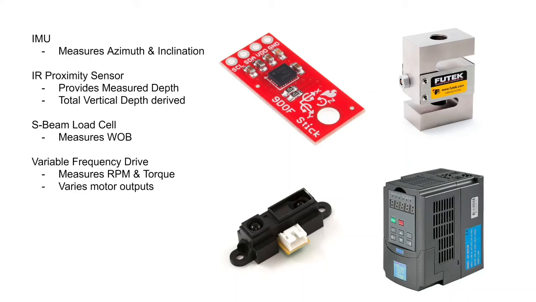measure the RPM and the torque of the main motor. And this VFD also will vary the motor outputs to change the RPM and torque to achieve optimal drilling parameters.